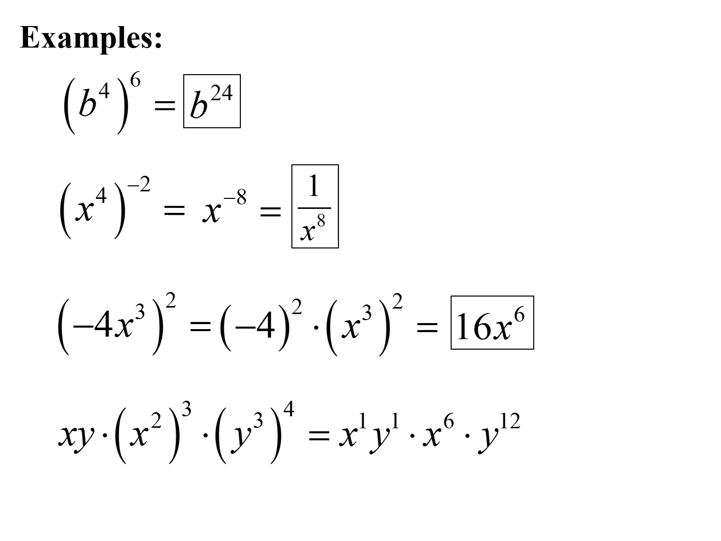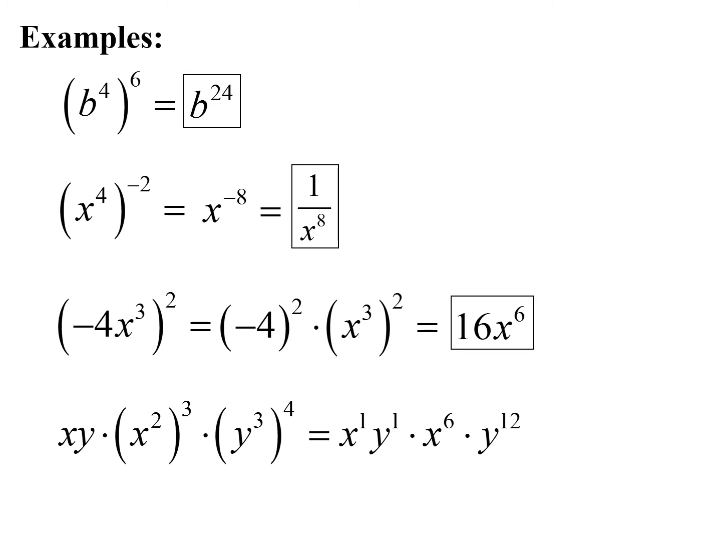Then if I take a look at the second part, I have x squared cubed. So this is power of powers, so I'm going to multiply my exponents. 2 times 3 is 6, so I get x to the 6th power. Then we have y cubed to the 4th power. This is power of powers, so I'm going to multiply my exponents. 3 times 4 is 12, so I get y to the 12th power.